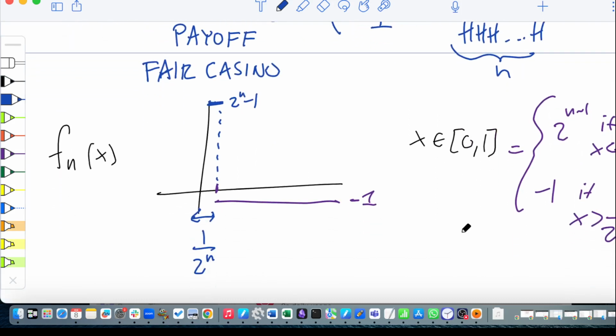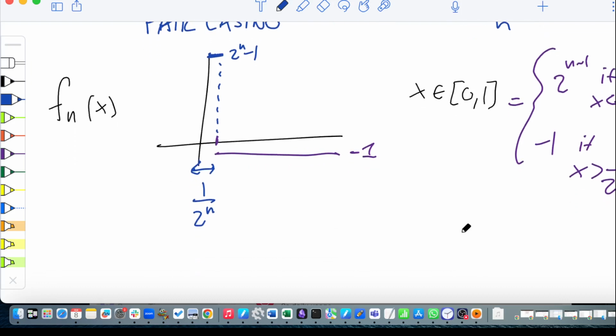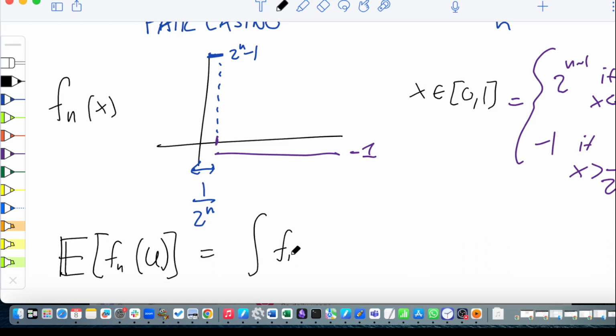So that's what the function fn looks like. This is actually a relative of the sliding spike functions we've seen a few times in the course so far, right? You have a very narrow spike, and the spike is getting bigger and bigger as the width gets smaller and smaller. I'll tell you what the expected value of fn of u is, where u is an honest fair sequence of points. The expected value of fn of u is the expected value of our bet. And in integral language, this is the integral of fn of x dx, or as this textbook would say, just the integral of fn.